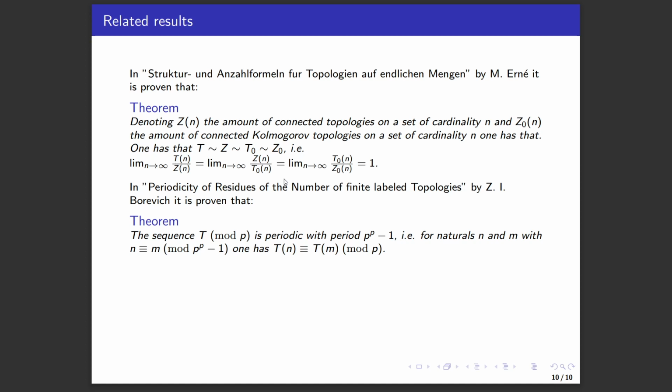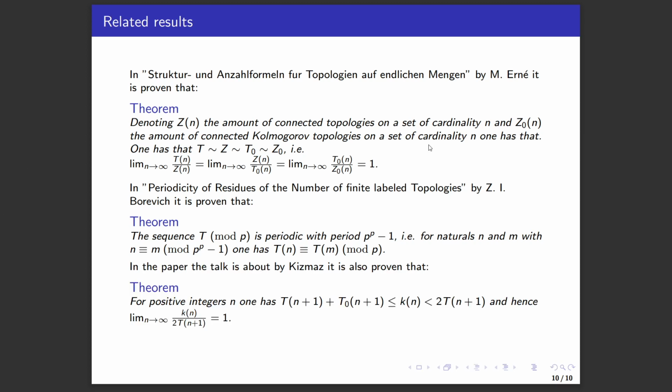So the amount of topologies on a finite set is always periodic modulo p. Sorry, it's periodic modulo p when you consider the sequence modulo p. The period is p minus 1 for Kolmogorov ones, and p to the p minus 1 for regular ones. And here's another nice result about the sequence Kn: we have this equation, and it follows because of this that this limit is this.